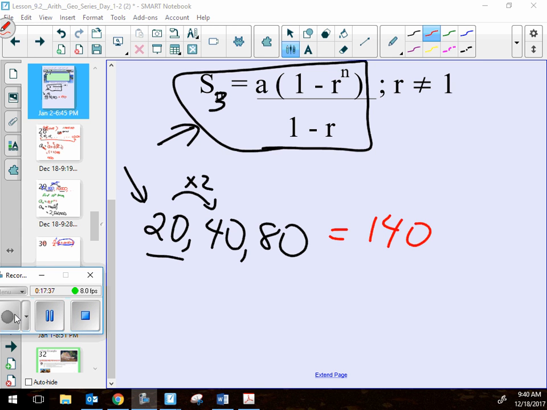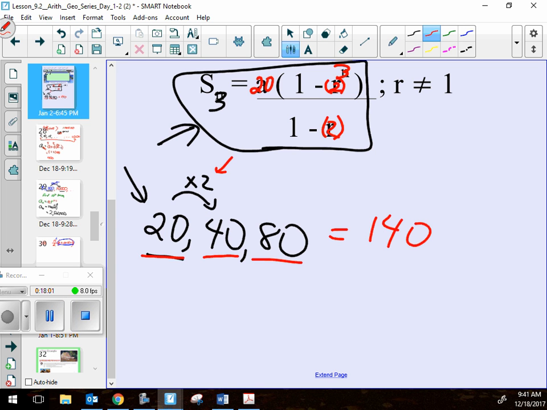So did you stick in, n was 3 because I have 3 terms. So then n is 3 everywhere. R is the common ratio, the rate at which it's going up, is a 2. So this is 2 to the third, and this is a 2. And then a is the amount we start with, which is 20.